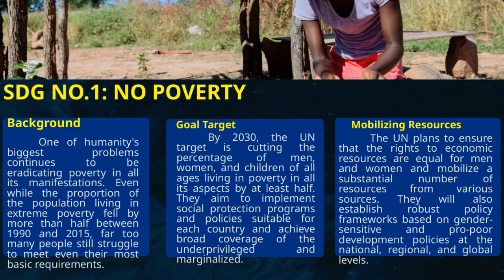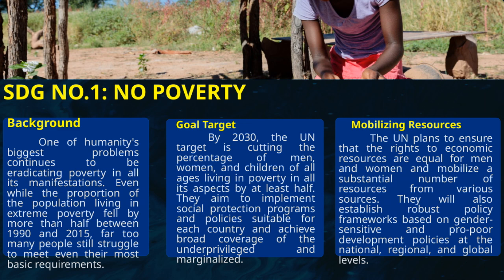Looking ahead to 2030, the UN has set a clear target: to cut by at least half the percentage of men, women, and children of all ages living in poverty in all its forms. This involves not only reducing numbers, but also implementing social protection programs tailored to each country's needs. The idea is to ensure broad coverage, especially for the most vulnerable and marginalized groups. Now, why is this so important?